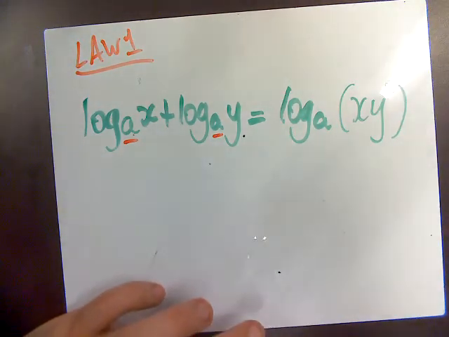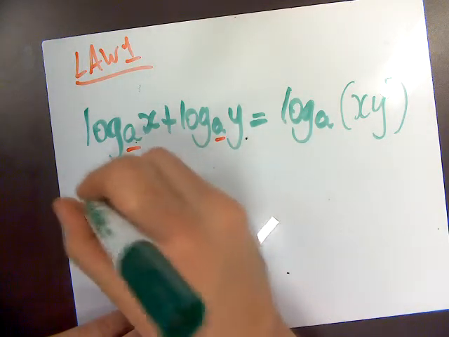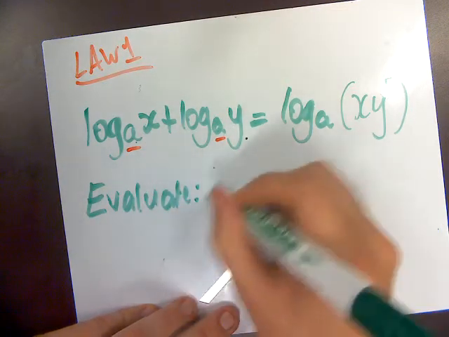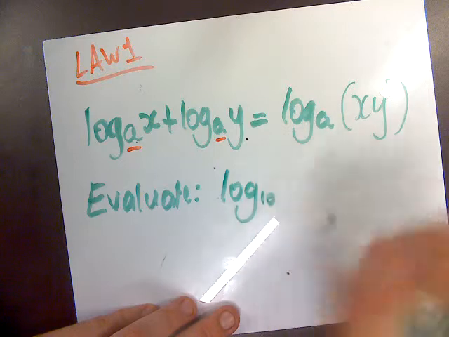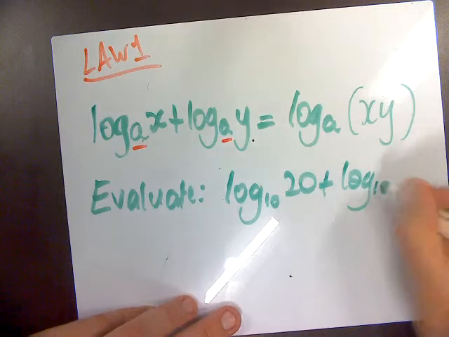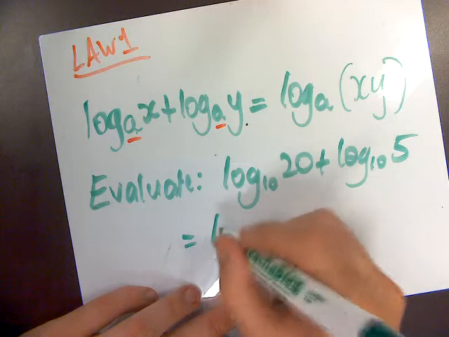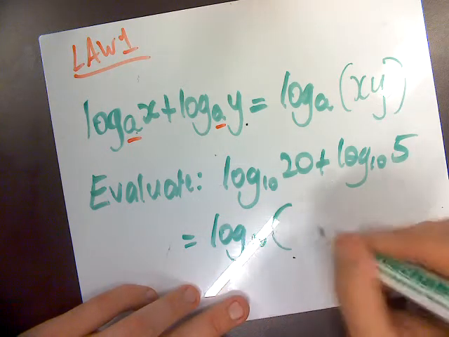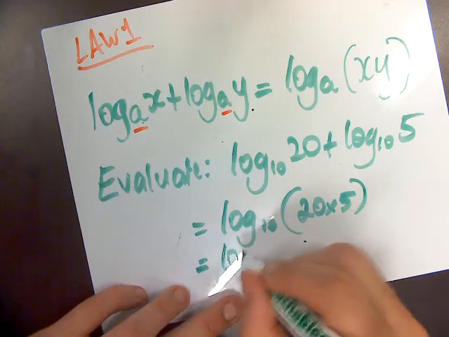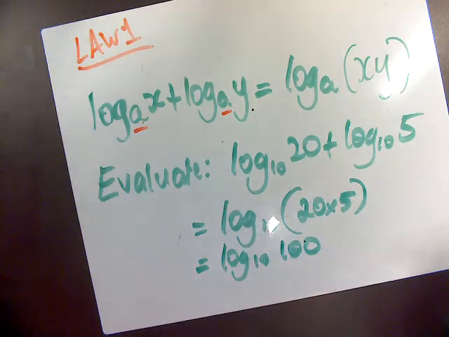So if I was to look at an example of this, it's pretty straightforward. Let's pretend I had a question that asked us to evaluate log base 10, 20 plus log, same base 10, 5. That's simply going to equal log of base 10, 20 times 5, which equals log base 10, obviously 100 here.